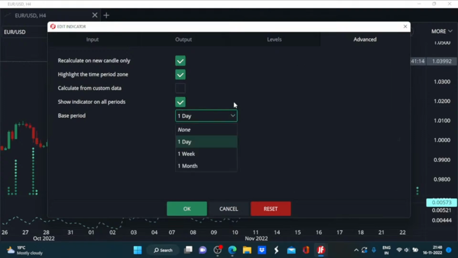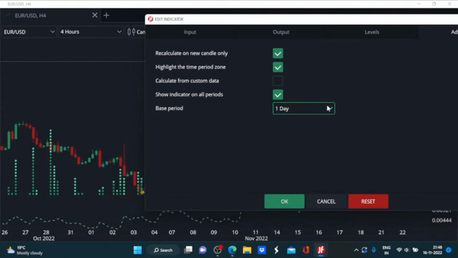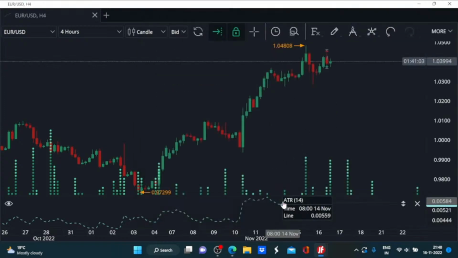All right, the base period is a day here, but for this indicator, the base period is not really going to matter. You can vary it and it won't be making much of an impact on the calculation.